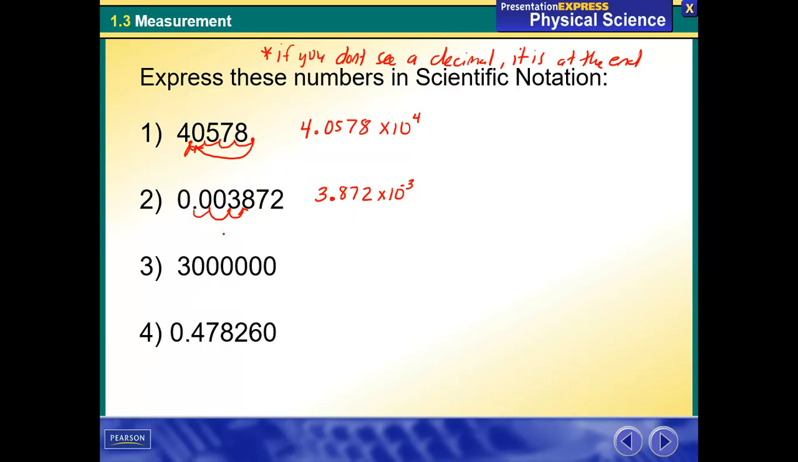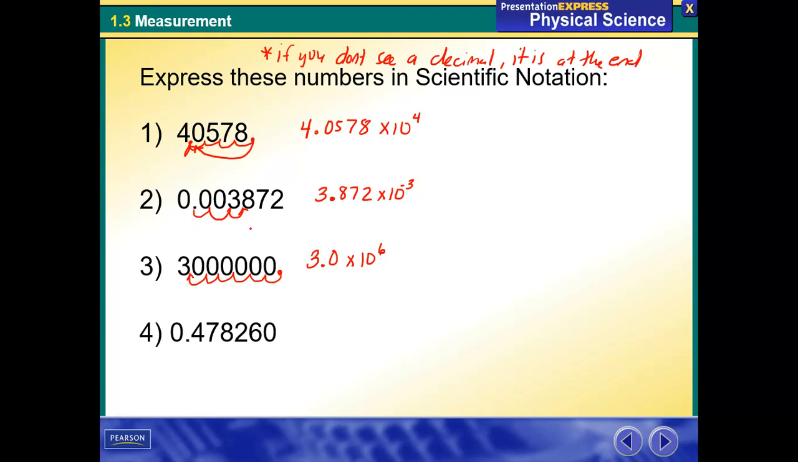Let's look at example number 3. Again, I don't see a decimal in here. If you do not see a decimal, it is at the end. So here it's at the end. I only want one non-zero digit to the left. So here, I need to keep moving until there's only one non-zero digit to the left. So I'm going to keep moving. 1, 2, 3, 4, 5, 6. So we know we have the 3. And you can even put 3.0 if it makes you feel better. Times 10, and we said that we moved it 6 times. Because this number was bigger than 1, it's going to be a positive 6.